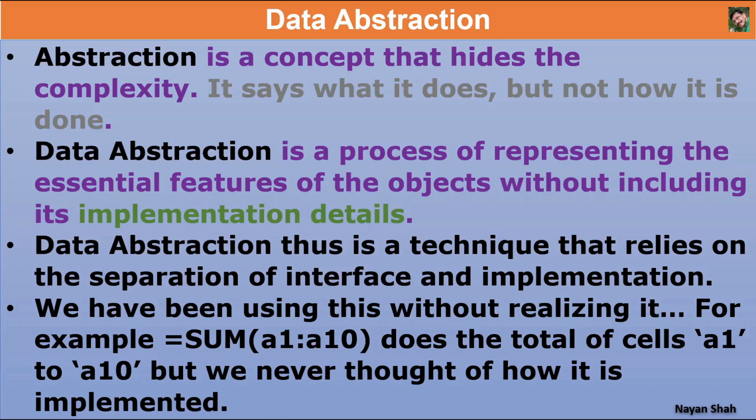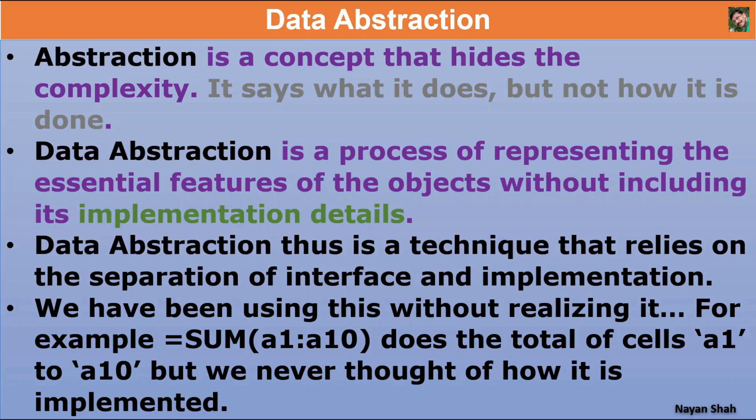But then when you get the answer and your friend asks how you solved it, you don't say how you solved it. So implementation detail is kept hidden. So that is data abstraction. It's a process of representing the essential features of the objects without including the implementation details. We don't mention how these things are implemented. We just say that we are doing this, but don't say how it is being done.